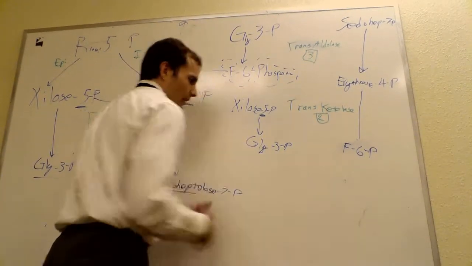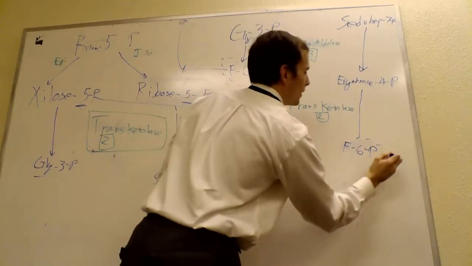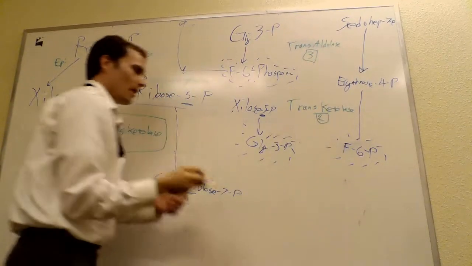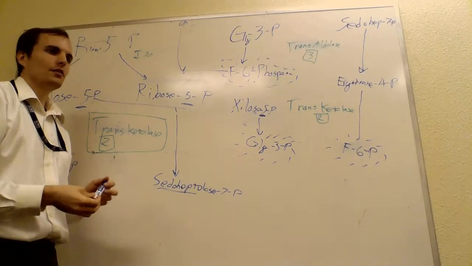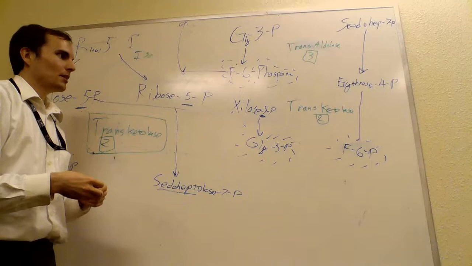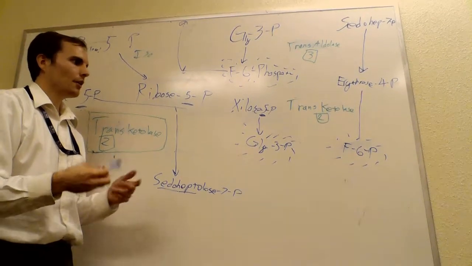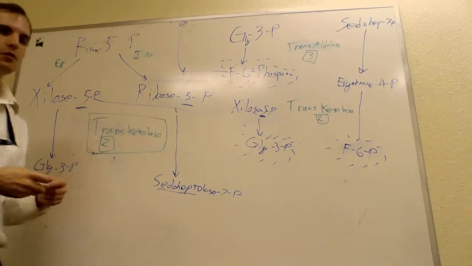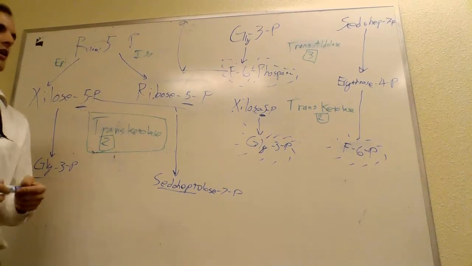And both of these are in glycolysis. Fireworks. And so that's where they go. They go back to glycolysis. They're digested or metabolized the same as any other glyceraldehyde 3-phosphate or fructose 6-phosphate, and they're made into energy. And that is the entire pentose phosphate pathway.